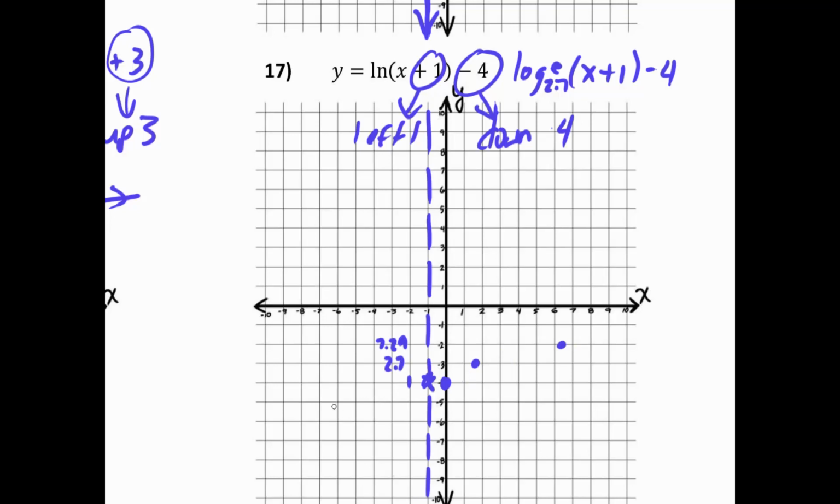Over here, if I'm dividing as I go this direction, 1 divided by 2.7 is 0.37. It's kind of in the middle, and then I have 0.137, really close to the asymptote. Connect those dots, go this direction, and you are good to go.